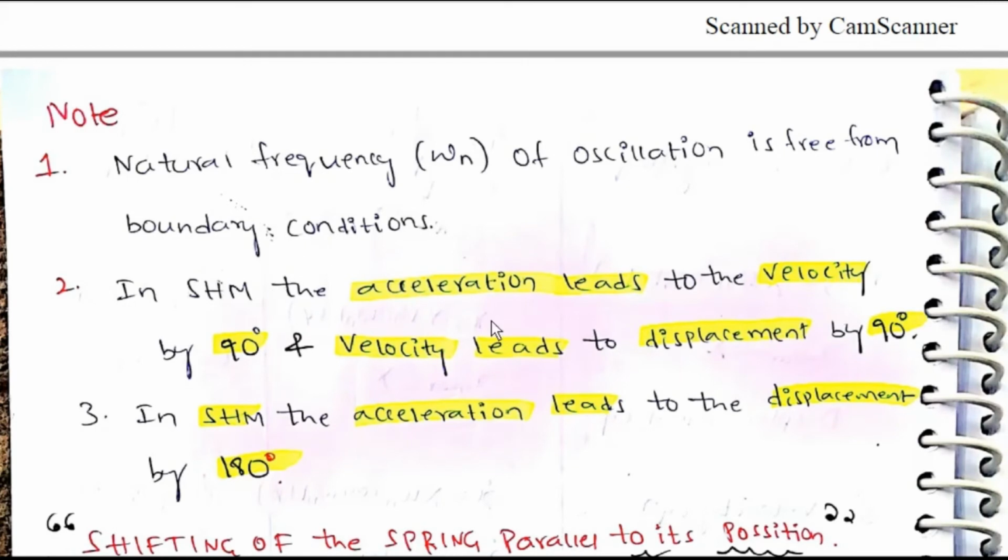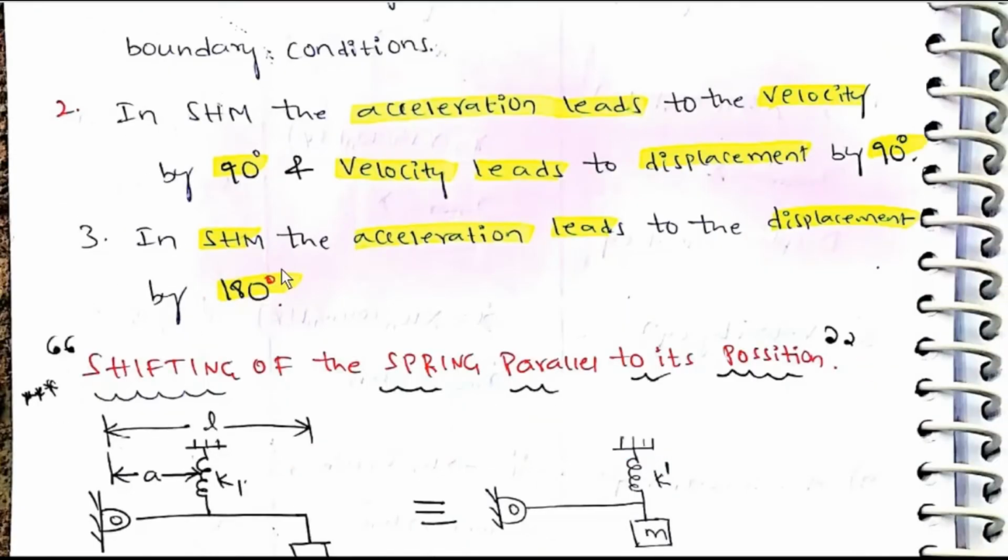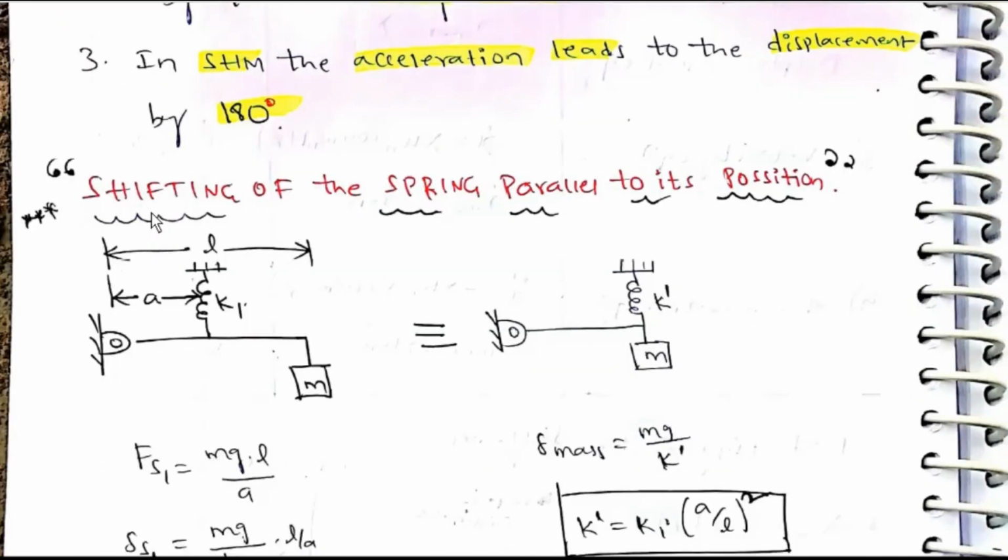In SHM, the acceleration leads the velocity by 90 degrees, and the velocity leads the displacement by 90 degrees. In SHM, the acceleration leads the displacement by 180 degrees.